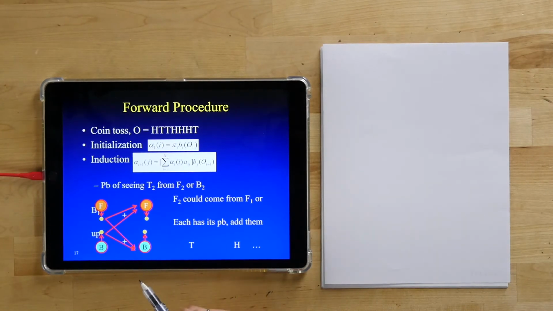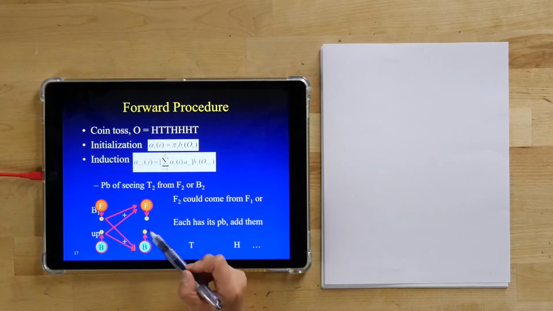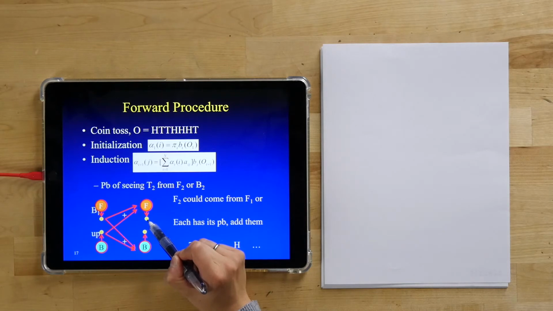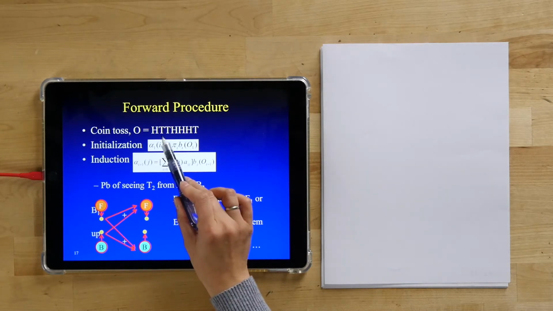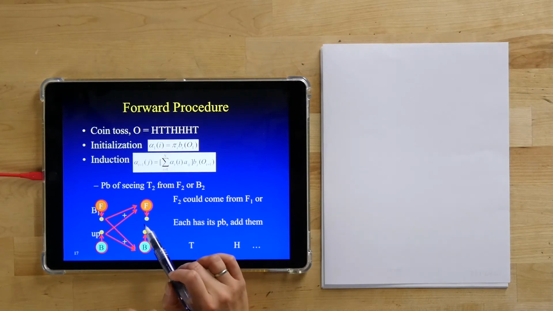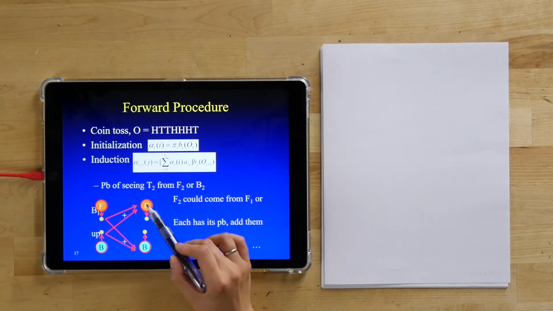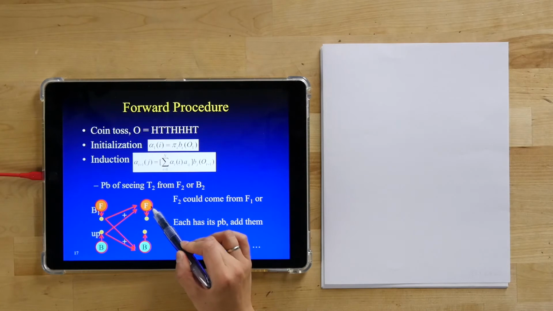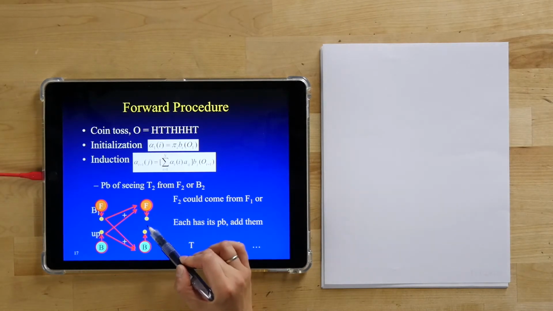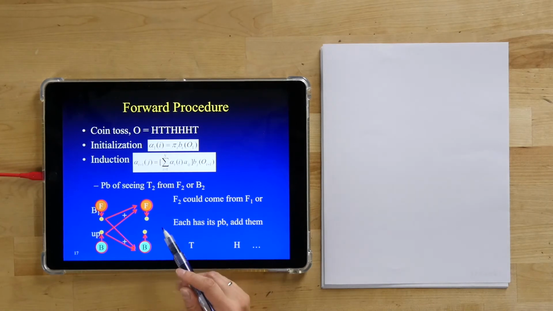So now we look at time 2. We are asking, if we are now at time 2, in order to see a tail now, plus all the coin flips before that, what is the chance that I'm going to use a fair coin or a biased coin? So these are the yellow dots in here.